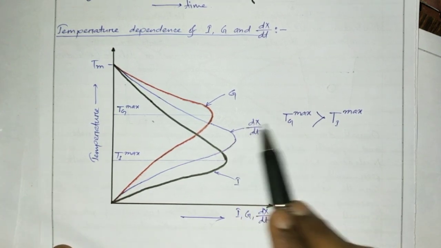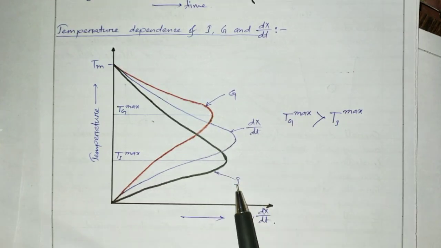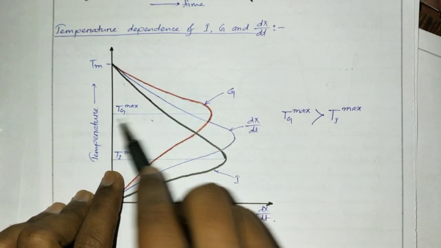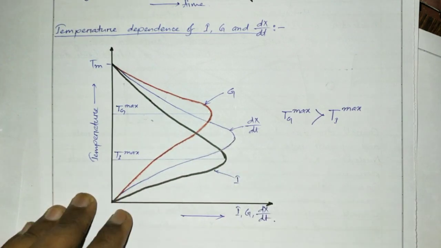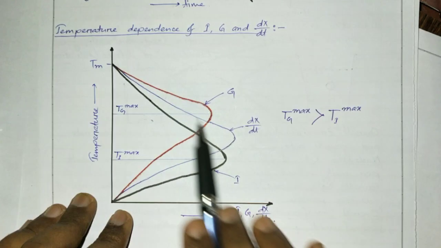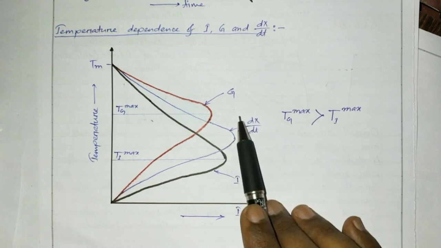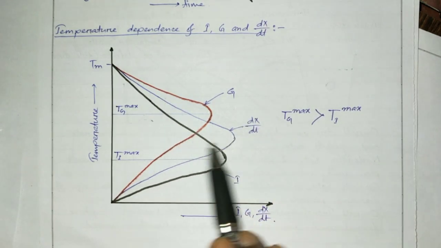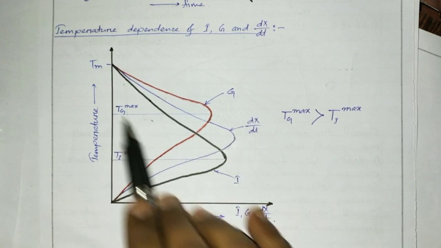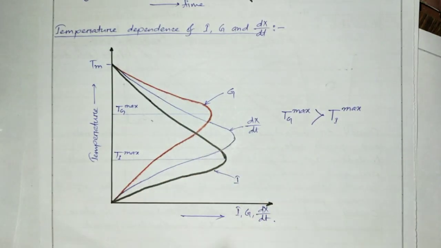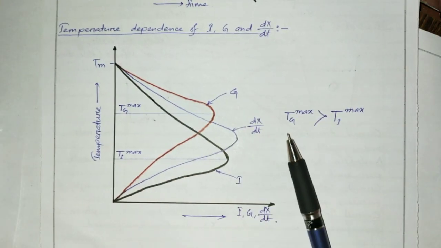Now this overall transformation rate depends on G and I, that is growth rate and nucleation rate. It is seen that the nucleation rate is maximum at a lower temperature than the temperature where the maximum growth rate takes place, and the overall transformation rate is slightly higher than both of these, and the temperature is in the middle of these two temperatures. Now we will see the application of this diagram in the time temperature transformation diagram, which we'll be drawing next.